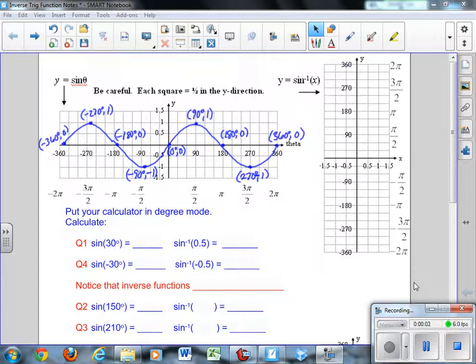Get out your inverse trig function notes. I don't think they say inverse trig functions, but that's what we're talking about. We want to talk about inverse trig functions. Now, what does an inverse function do?